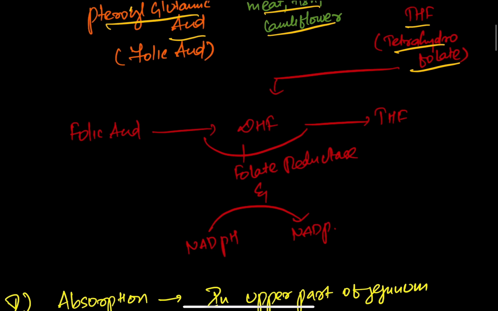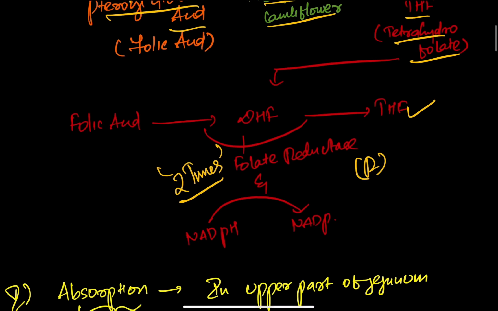This tetrahydrofolate, how is it formed? Folic acid on reduction 2 times, by NADPH dependent folate reductase. In such a fashion, when reduction takes place about 2 times, you get tetrahydrofolate, which is its coenzyme form.